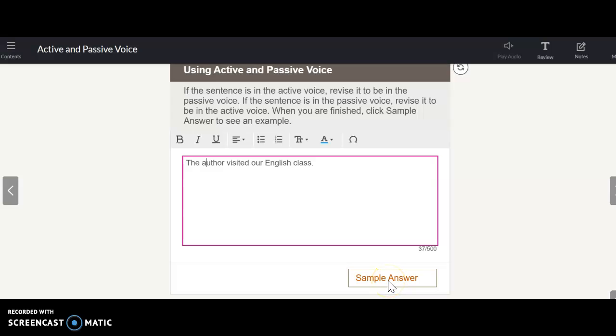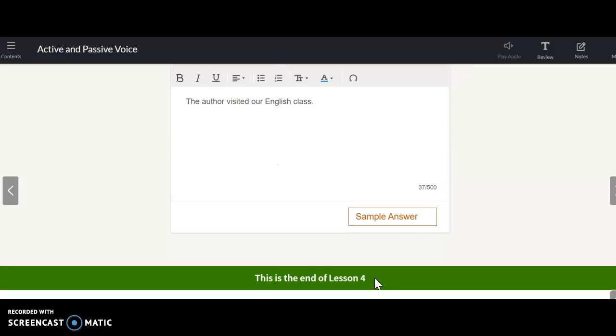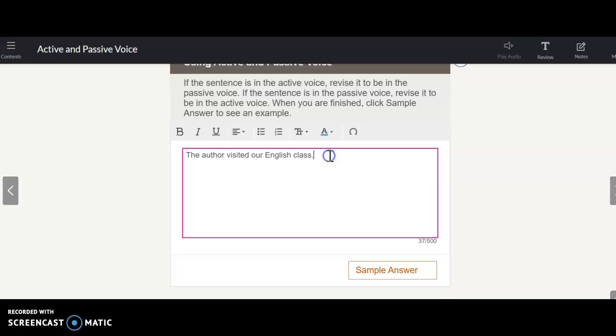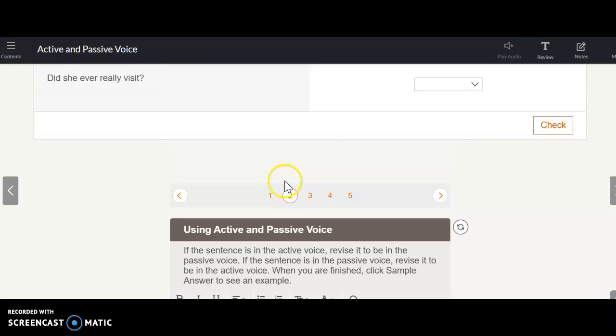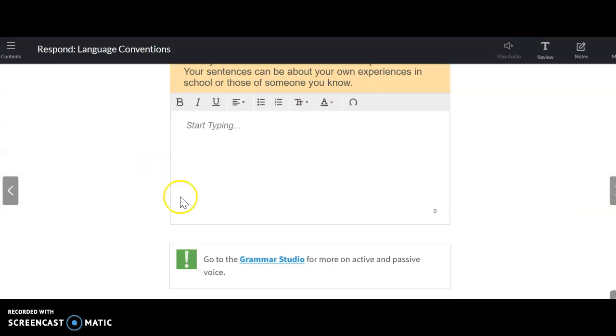If that's not coming to you when you see this, look at the sample answer. Will it give it to you? Oh, it won't. Interesting. All right, so you do have to type something in to get a sample answer. I typed in, "I need a sample answer. I don't have a clue." It will give us the answer: "Our English class was visited by the author." All right, so the original sentence is active. It gives us its counterpart, right? The passive.